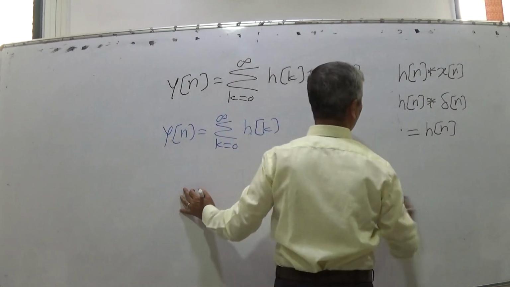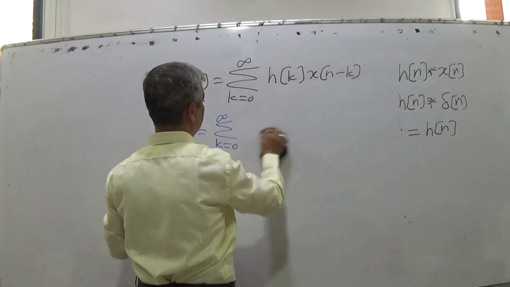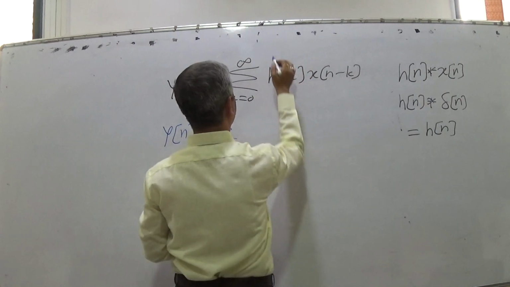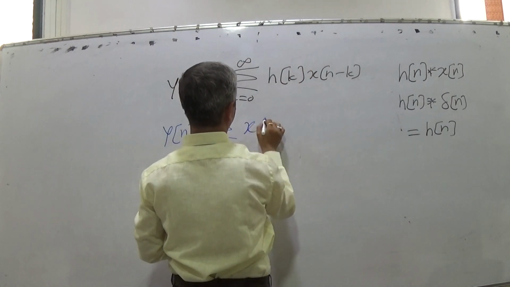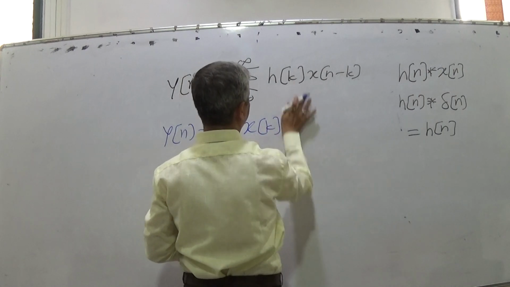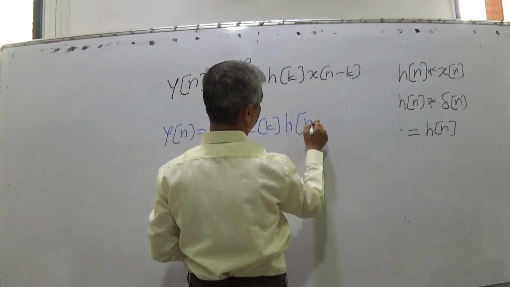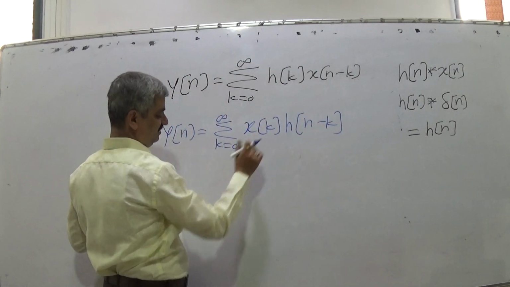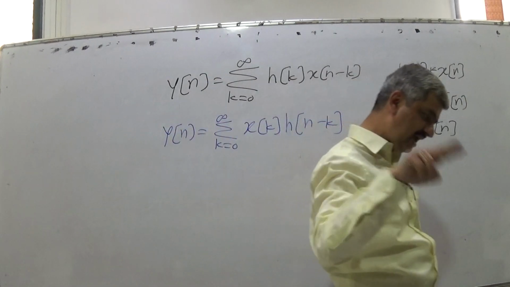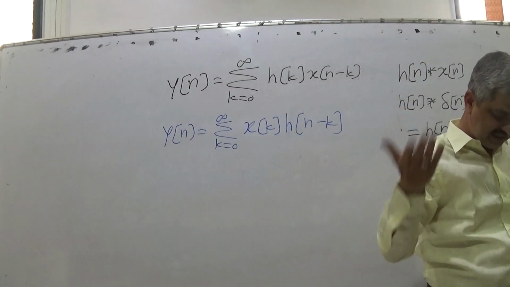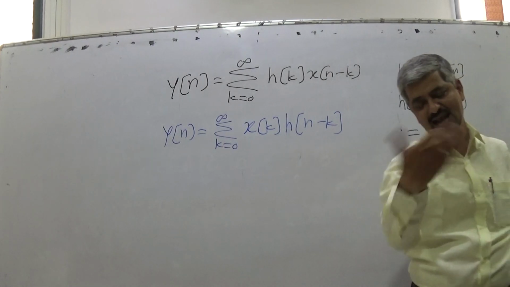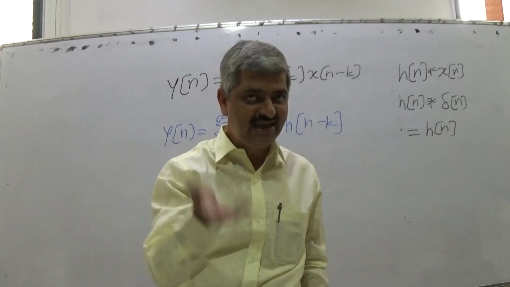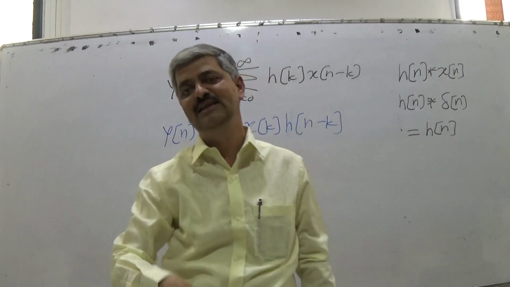In fact, we can use the property of commutation, meaning convolution can be expressed like this, it can also be expressed as this, which is also allowed. The convolution of x(k) and h(k), or h(n) and x(n), is commutative, so you can write it either as h(k) summation x(n minus k) for k running from 0 to infinity, or x(k) h(n minus k) for k running from 0 to infinity.